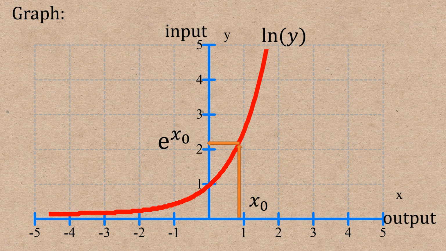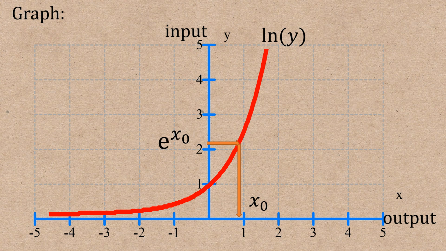It also means the following. Again, the input now is coming from the vertical axis. So when I do that, I'm going to reverse the direction of the arrows. And I'm going to take e to the x sub 0 and plug that into the ln function. And where does that take me? Just trace the direction of the arrows.